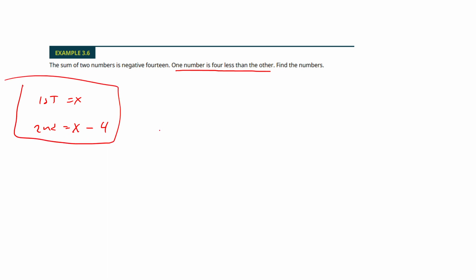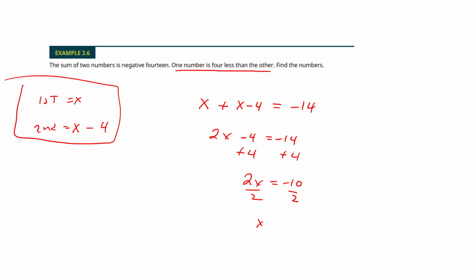So my dictionary is ready. It tells me I'm adding together the two numbers. I'm adding together the first one and the second one. And when I do that, it is negative 14. So we clean this. We get 2x minus 4 is negative 14. Clean that room. Okay, now we're ready to get it alone. So add 4. Divide both sides by 2. So you're dividing a negative by a positive, so it's a negative 5. Okay, back to the dictionary because I need both numbers. That one's negative 5. This one has to be negative 5 minus 4 more, or negative 9.